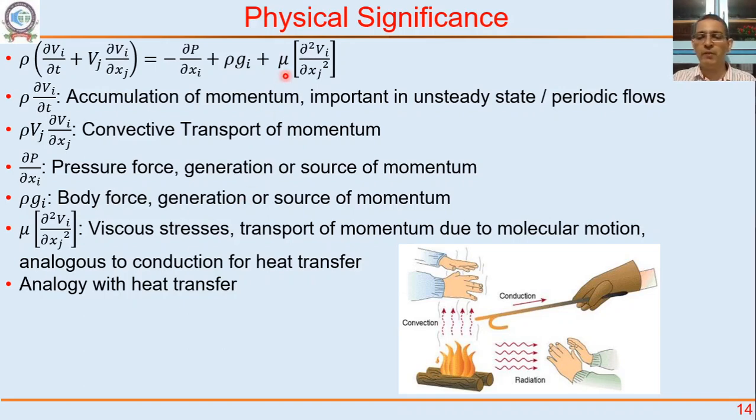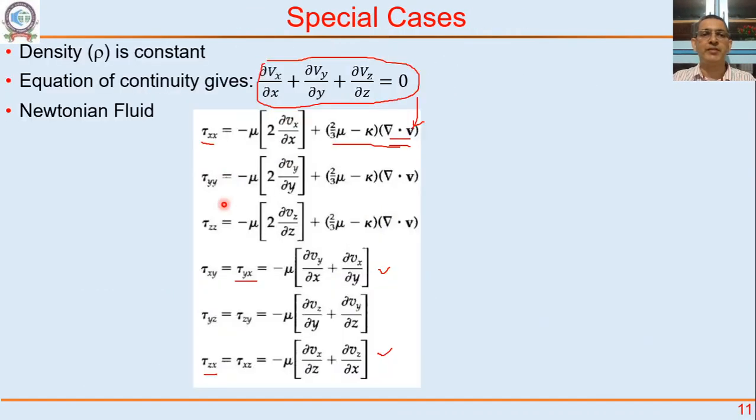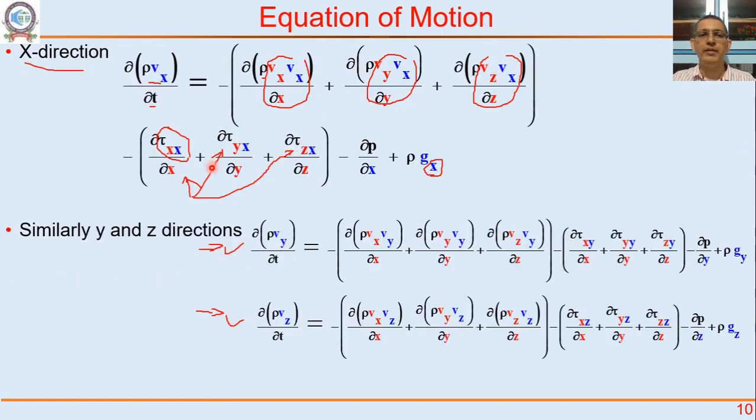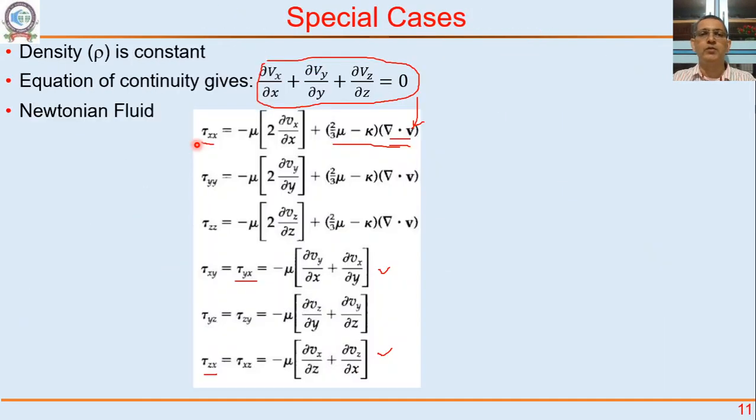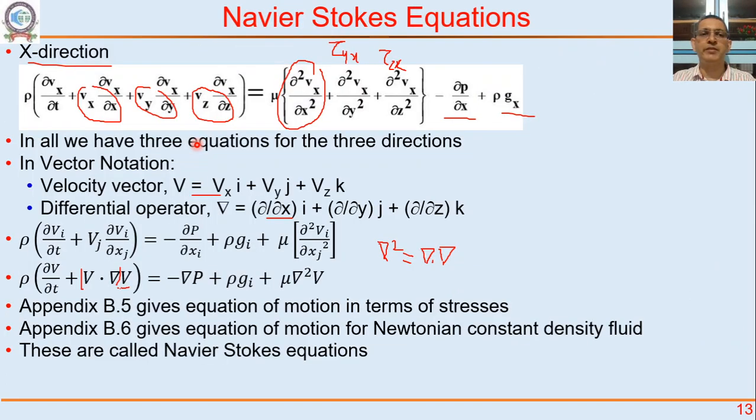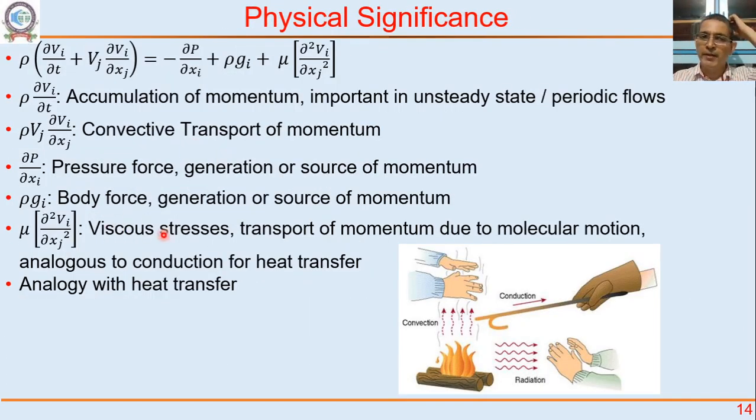Where does this term come from? This term has come from stresses. It has come from here, viscous stresses. Right. So this represents viscous transport of momentum. Viscous stresses, viscous transport of momentum.